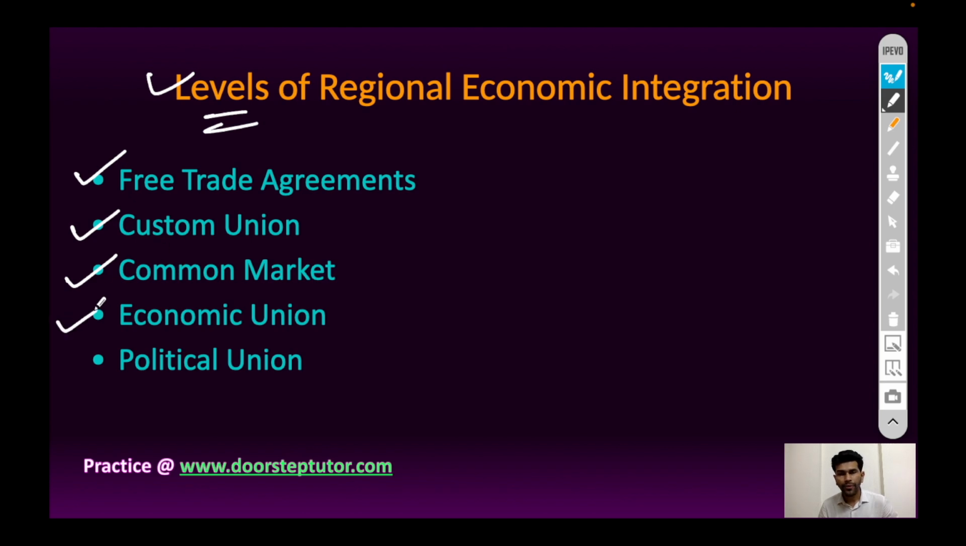Economic union, wherein there is elimination of tariff barriers, non-tariff barriers among member countries, common trade policy for non-member countries, there will be common currency, common tax rules, and other economic policies. And the last level of integration is political union. It has complete political integration among member countries.